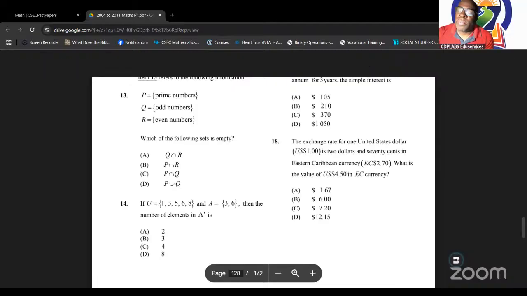So it's 2.70. 2.7 times 4.5 will give us 12.15. So that's correct. D is the answer. Good. All right. So this is what we use, the ratio method. We could see, right? Yes, sir.